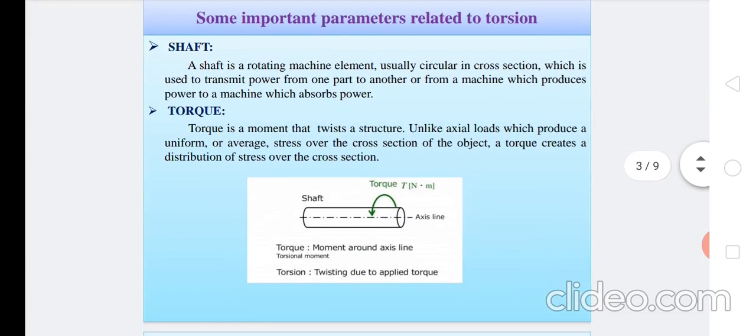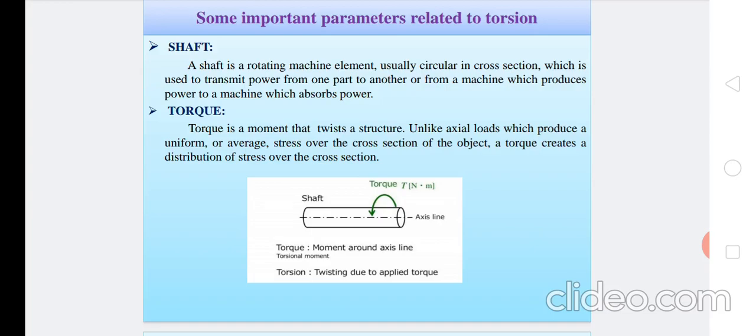Now, some important parameters related to torsion. At first, we should know what a shaft is. A shaft is a rotating machine element, usually circular in cross section, which is used to transmit power from one part to another, or from a machine which produces power to a machine which absorbs power.